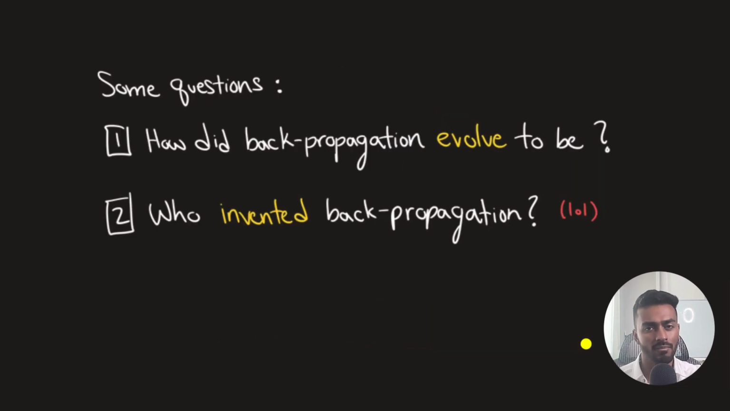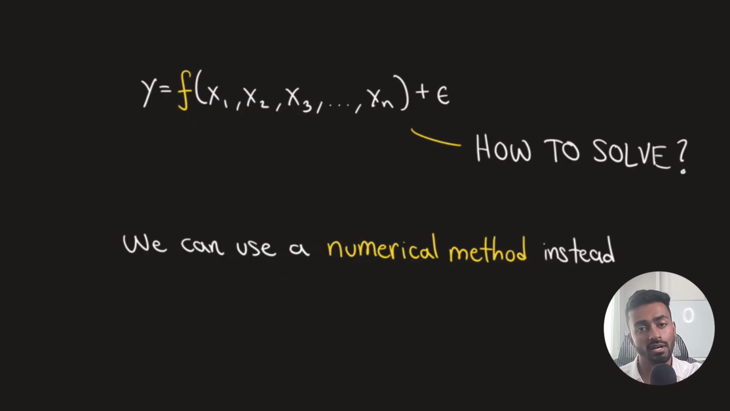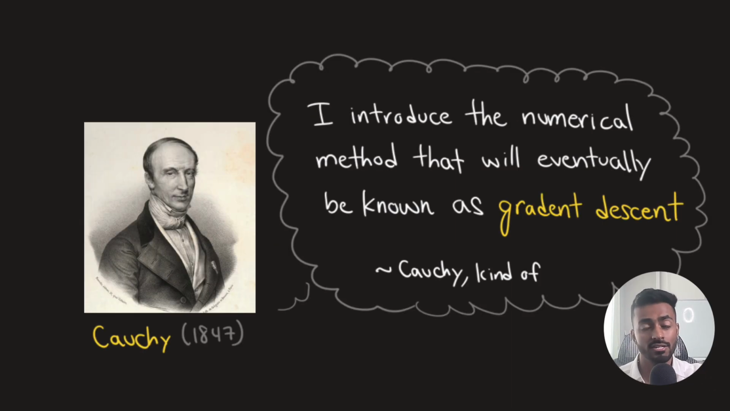But how did backpropagation evolve to be this algorithm, and who invented it? We saw that for very complex problems, analytical solutions may be infeasible. And so, in order to solve these, we could use numerical methods instead. One such numerical method was developed by Cauchy, known as gradient descent.